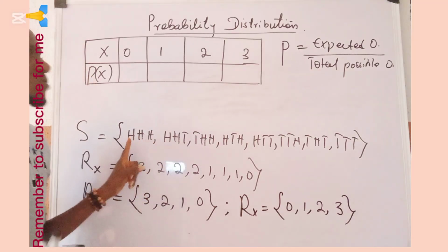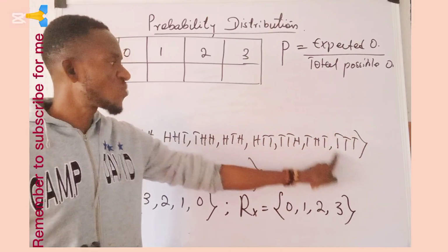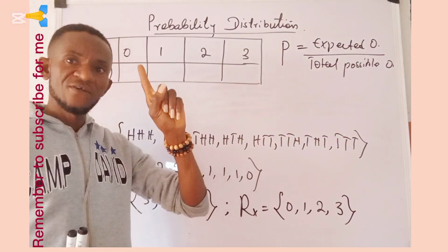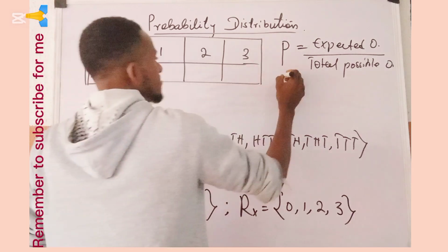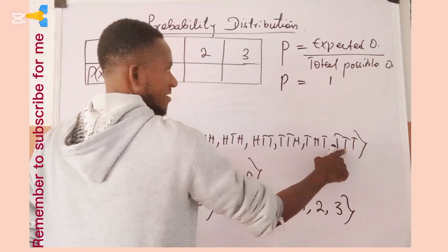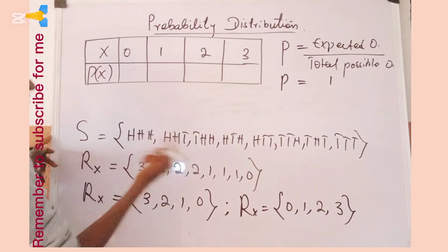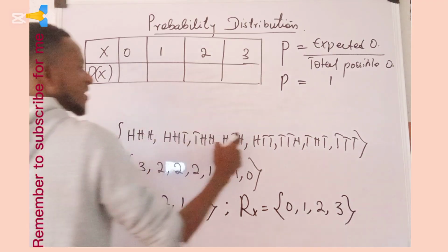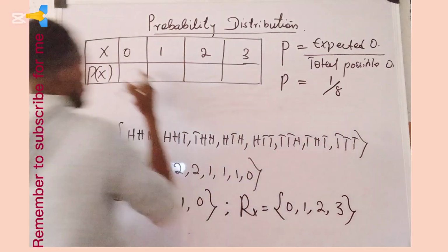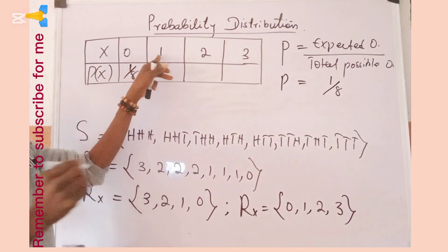Then we come to this sample space and we check it. We move down. It is only one place, TTT, where there is no head. So in that case, my probability here, P, is going to be 1, which is this single place where there is no head. Total possible outcomes means everything that occurred, and of course, they are 8 in number: 1, 2, 3, 4, 5, 6, 7, 8. So it is 1 all over 8. So I will come here and write 1 all over 8.